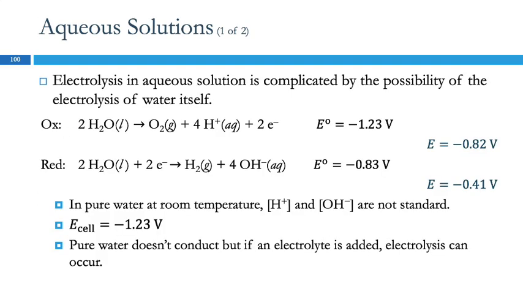In aqueous solutions, things become a little more complicated because water can be electrolyzed. So water can be oxidized to oxygen and reduced to hydrogen. It's not the water that's being oxidized and reduced, it's the oxygen and the hydrogen. When we combine these potentials, we see, well, what would that number be? 1.23 plus 0.83.